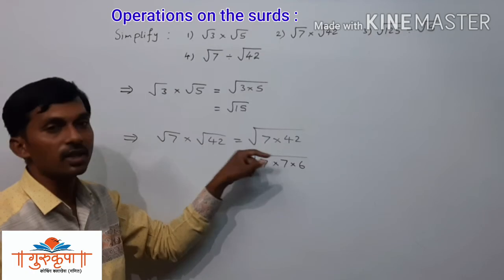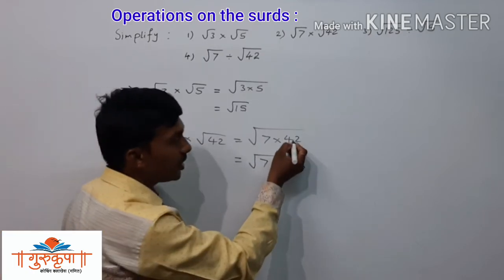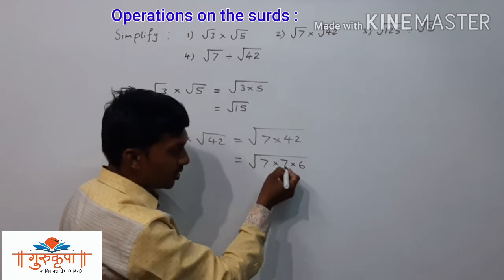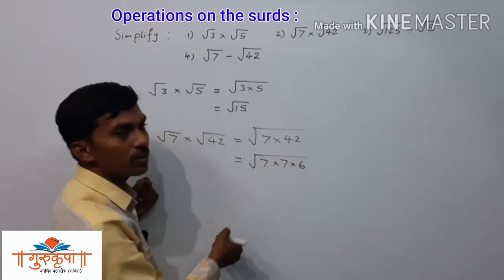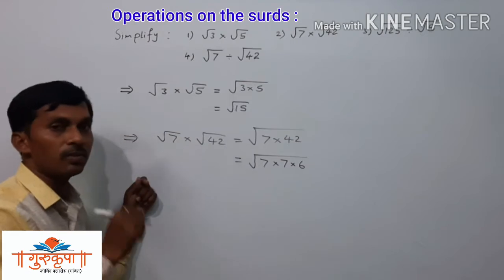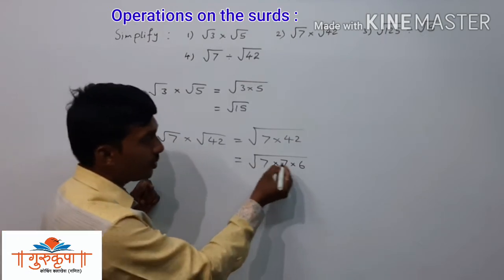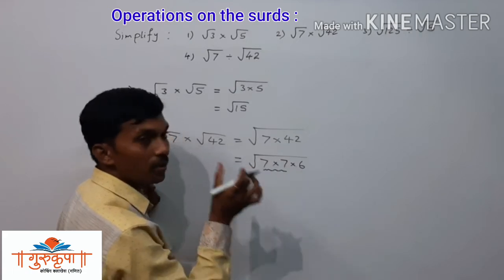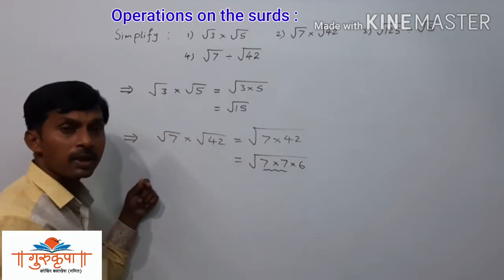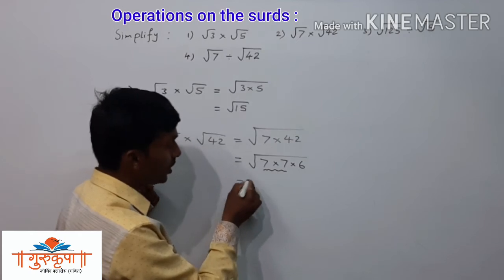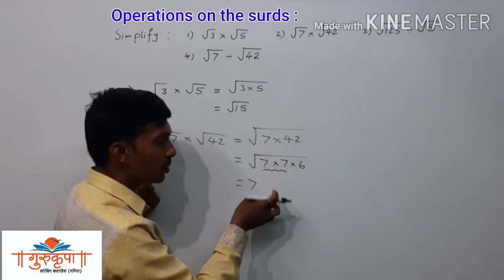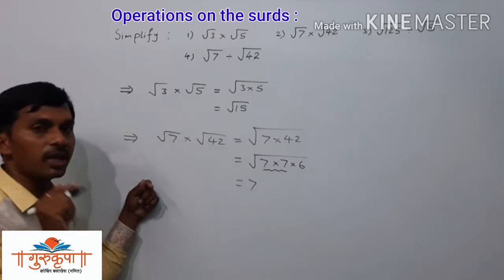Since we have 7 here, and if we get 7 in the factors of 42 also, then the 7 is 2 times there in the square root, so you can take it outside one time only. So 7 into 7 is 49, and square root of 49 is 7. Simply you can write 7 here. Inside the square root we have 2 times 7, so outside the square root you can take one time only.